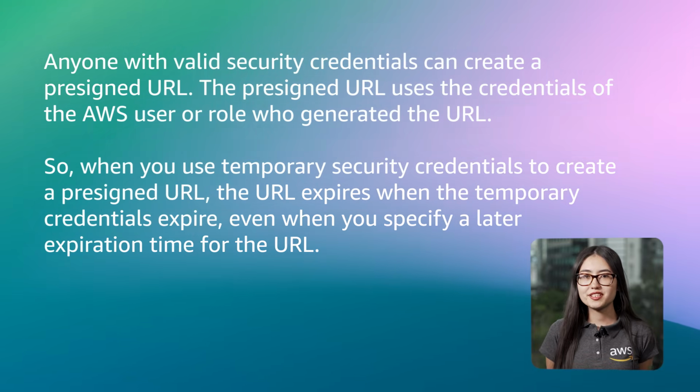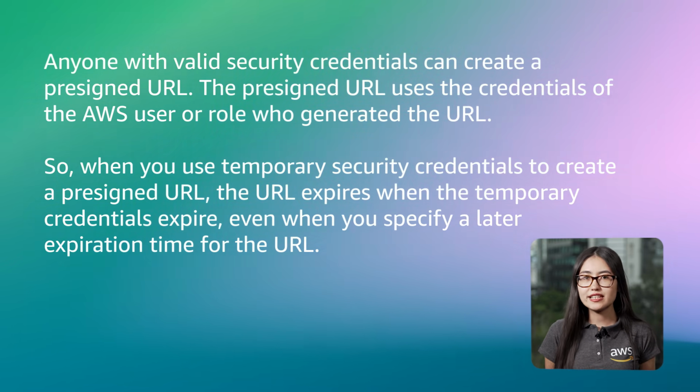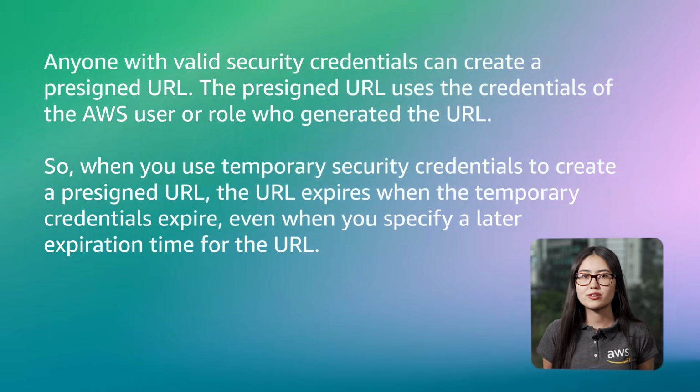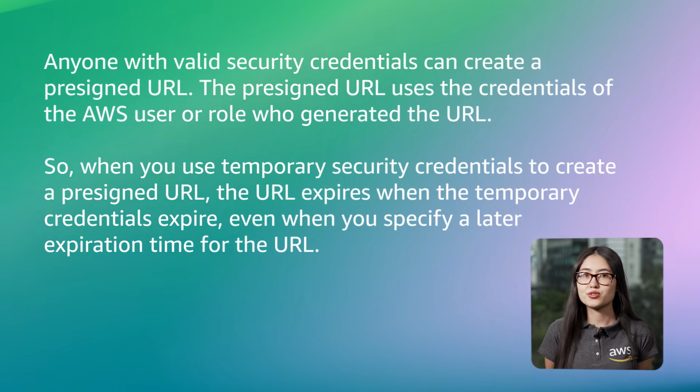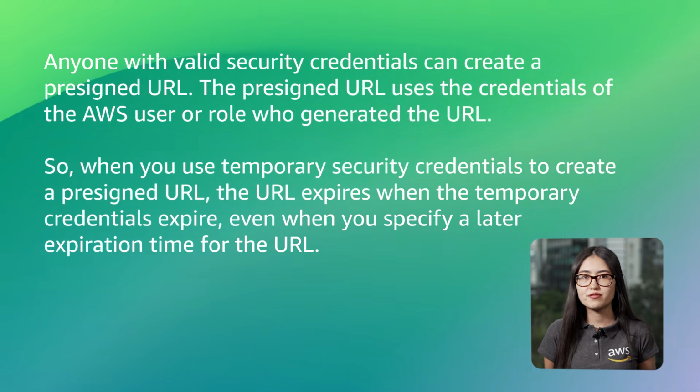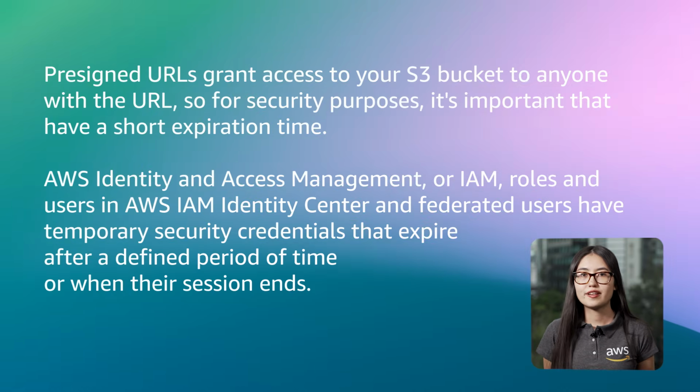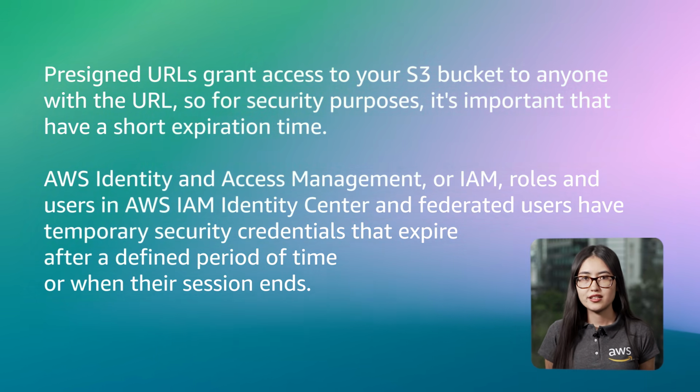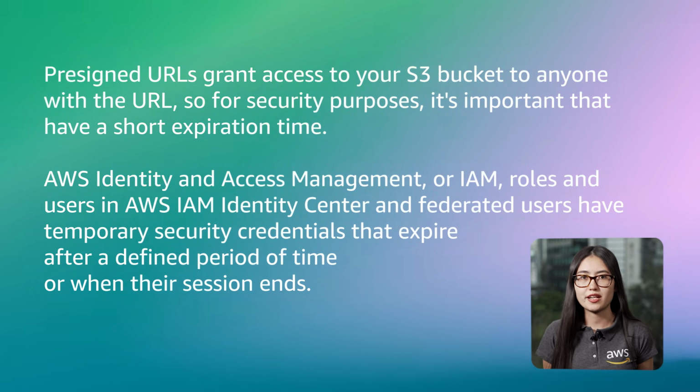Anyone with valid security credentials can create a presigned URL. The presigned URL uses the credentials of the AWS user or role who generated the URL. So, when you use temporary security credentials to create a presigned URL, the URL expires when the temporary credentials expire, even when you specify a later expiration time for the URL. Presigned URLs grant access to your S3 bucket to anyone with the URL. So, for security purposes, it's important to have a short expiration time.